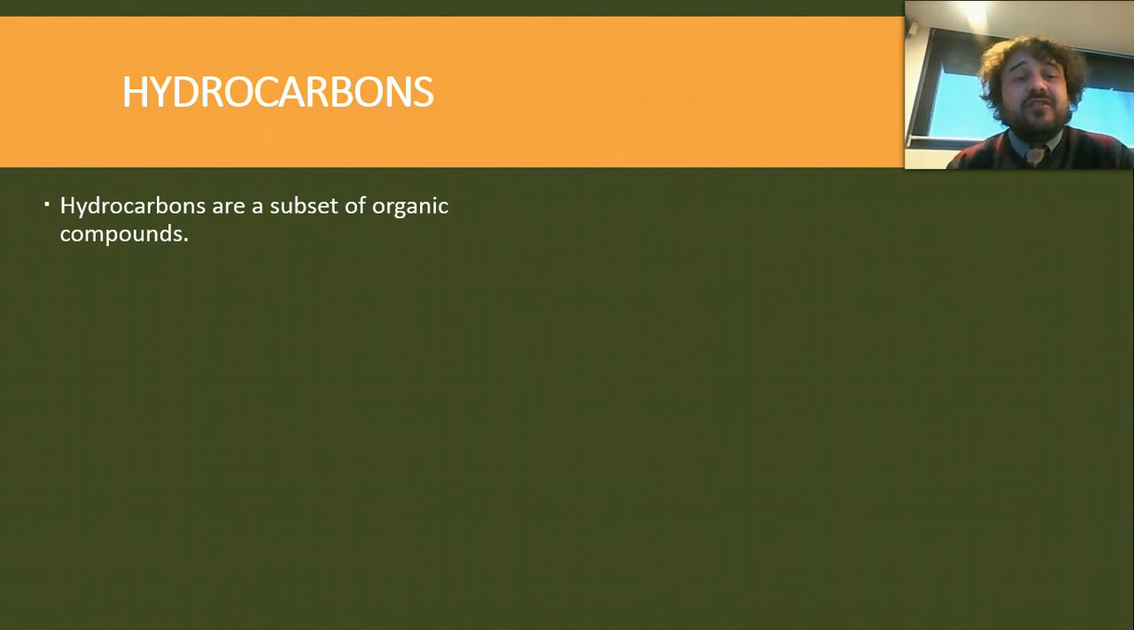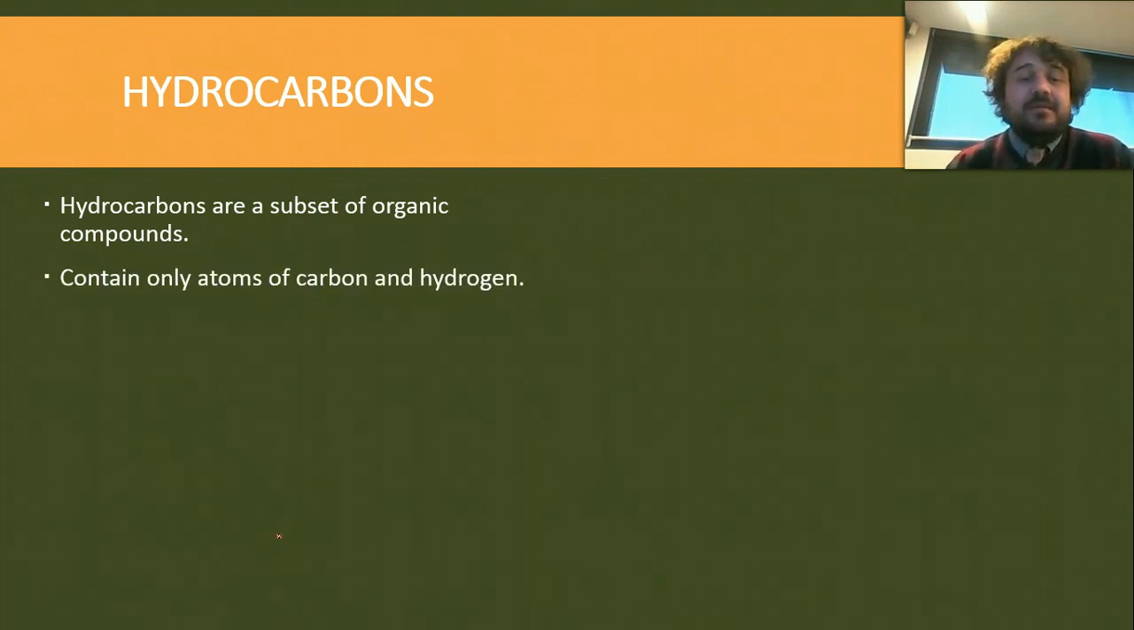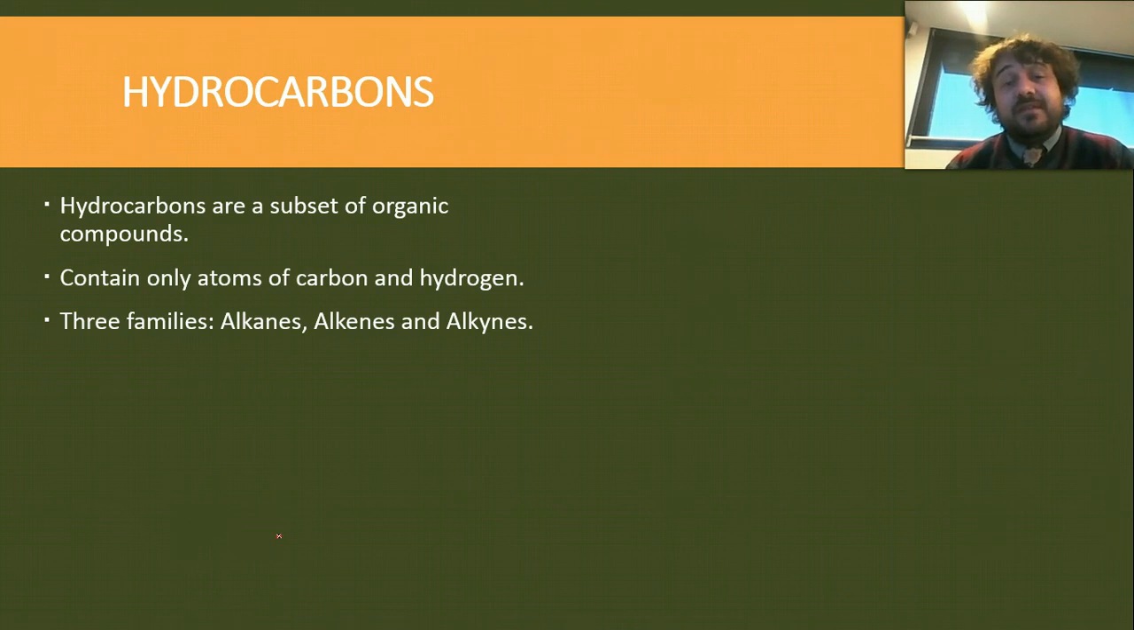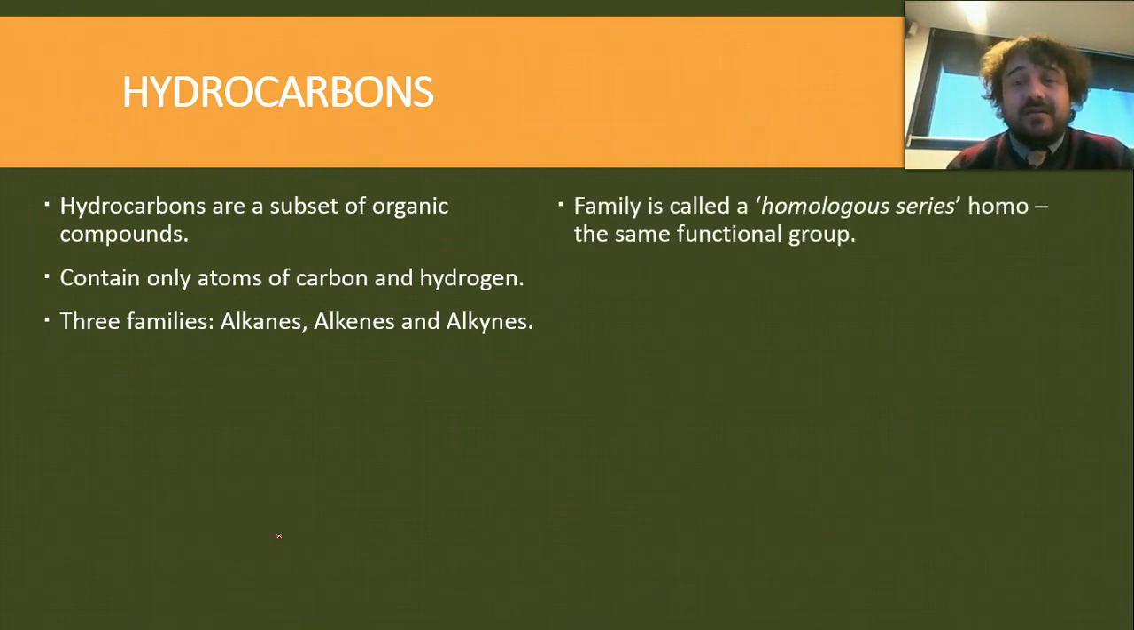Okay, so a hydrocarbon, basically, is a subset of organic compounds, and they can only contain atoms of carbon and hydrogen. Now, organic compounds, we said, can contain chlorine and so on, but the main branches of this will only contain carbon and hydrogen. So there are three families: alkanes, alkenes, and alkynes. Each family is called a homologous series.